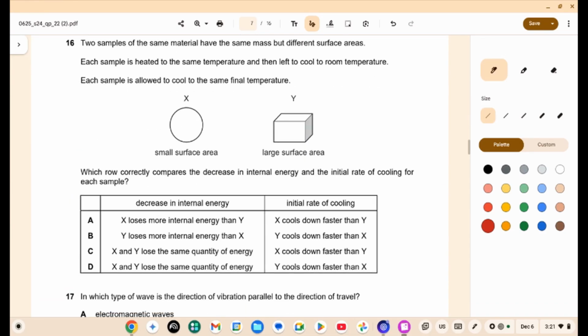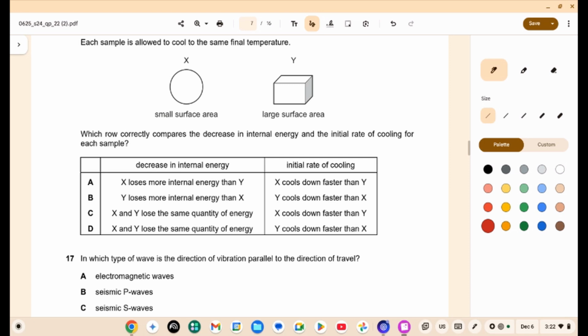Question 16. Two samples of the same material have the same mass, but different surface area. Each sample is heated to the same temperature and then left to cool to room temperature. Each sample is allowed to cool to the same final temperature. X is the small surface area and Y is the large surface area. Which correctly compares the decrease in internal energy and the initial rate of cooling for each sample?